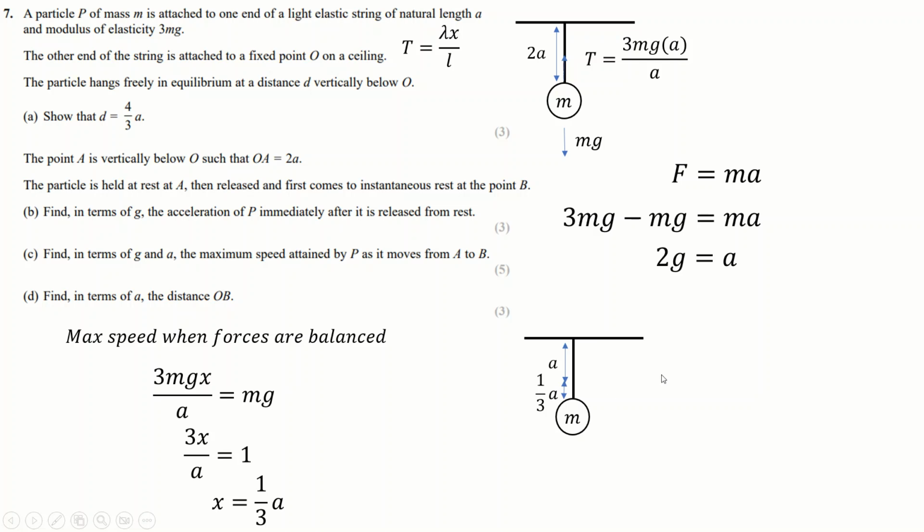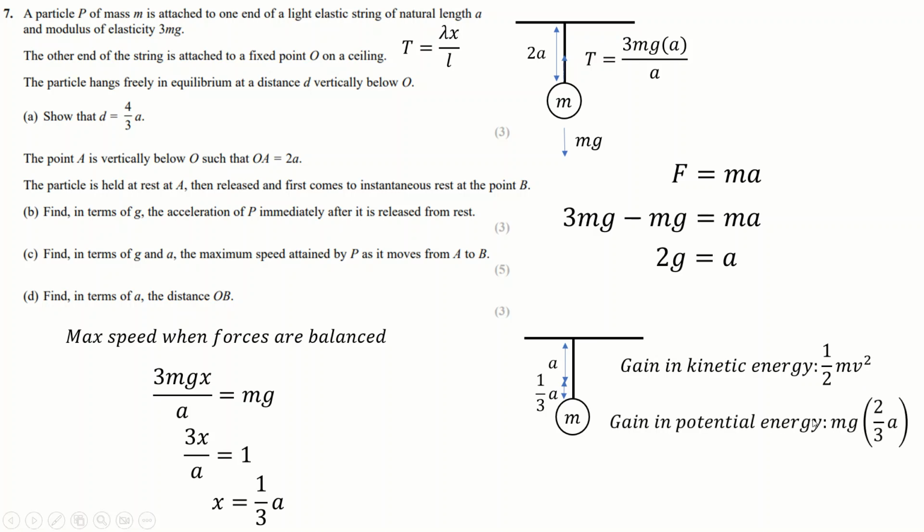Now, how is that useful to me? Well, now I set up an energy equation. So I say the gain in kinetic energy is a half mv squared. So let's pretend this is traveling at a speed of v right now. It wasn't traveling with any speed first because it was being held at rest. So the gain in kinetic energy is just this. The gain in potential energy, mgh, is m times g times the rise. Now, it was sitting at 2a, now it's sitting at 4/3 a, so its rise is 2/3 a upwards, so mgh, that's the rise, so that's the gain in potential energy.